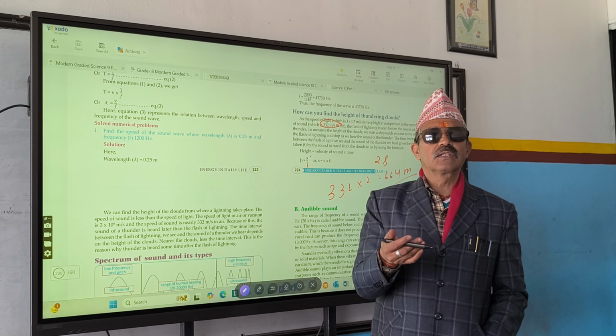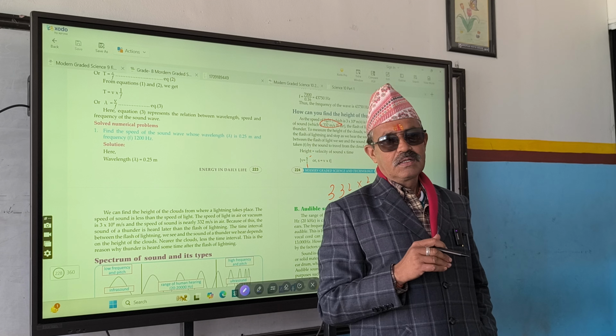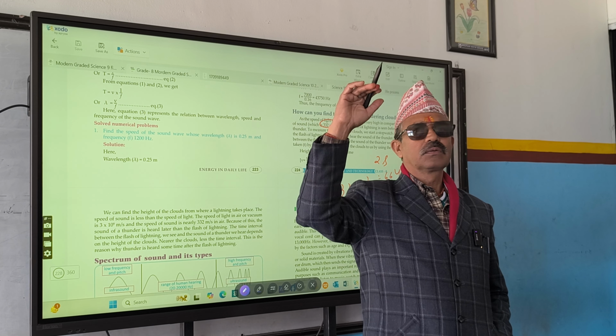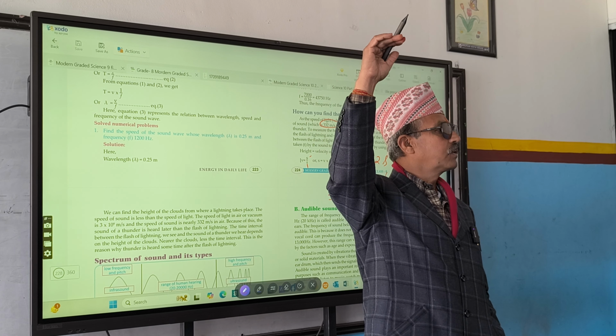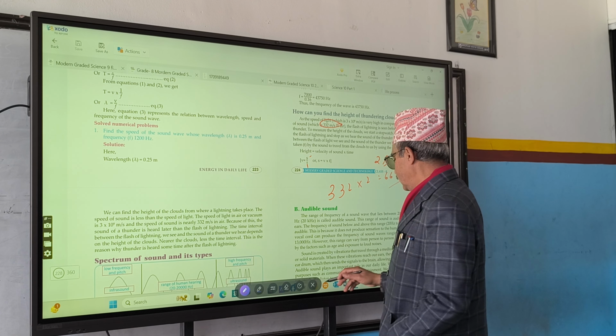Within how many seconds you heard the sound, accordingly you can find out the height. If you hear a bit late, it means the thundering cloud is at quite a high distance, right? Otherwise it is at a lower distance.